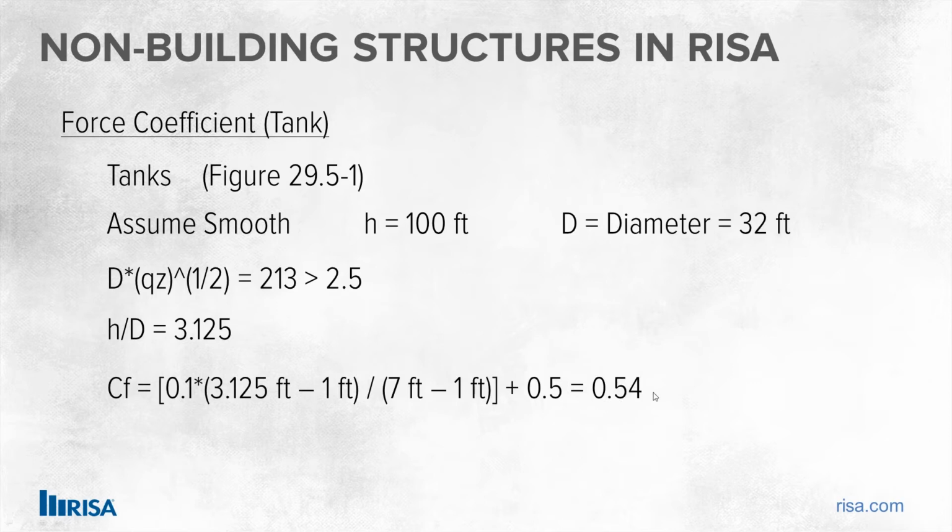So we can see that our force coefficient is much less for the tank than it is for the tower. That's because this smooth round tank has the capability to shed a lot of wind off of itself that things like lattice work is actually going to catch and absorb.